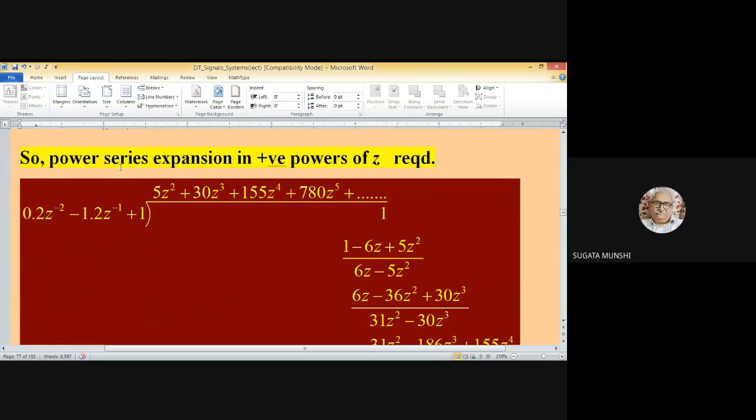Then you will get a power series in both positive and negative powers of z. That will be the case for the ROC magnitude of z greater than 0.2 and less than 1, ring shaped. You're right, absolutely right. OK.